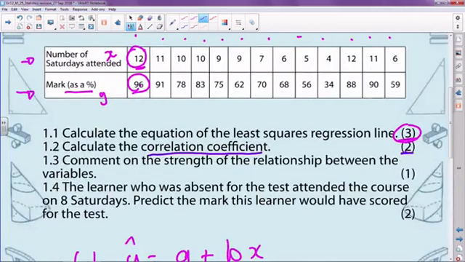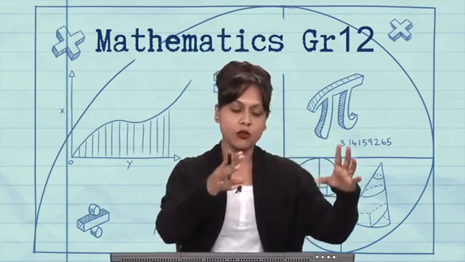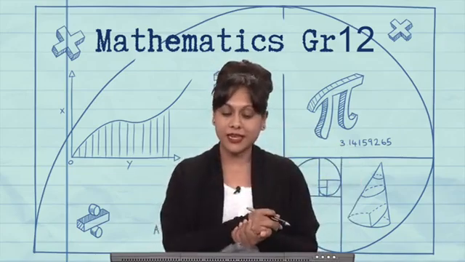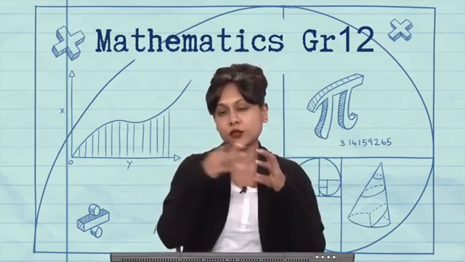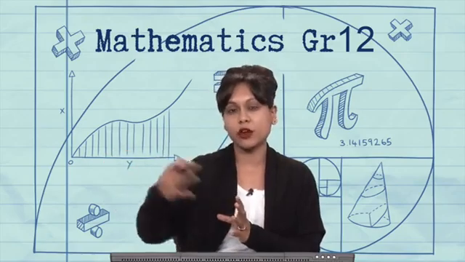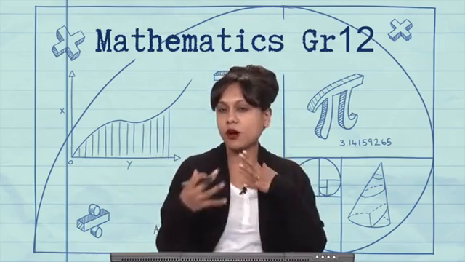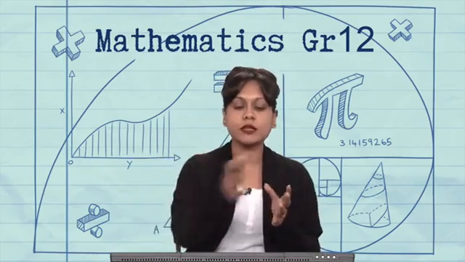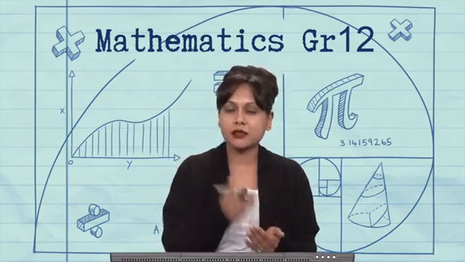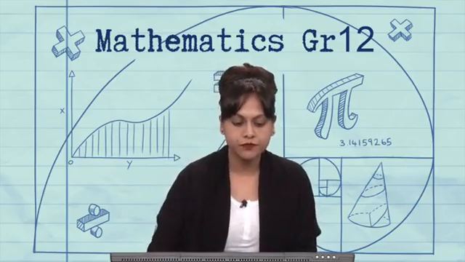They haven't asked us any question on that yet. However, the next one says, comment on the strength of the relationship between the variables. Now remember, the variables you're examining here are the number of Saturdays attended for this geometry course and the mark that the learners get, okay? And we saw that the correlation between those two is a high positive, close to 1 number. It's 0,92. So therefore, to comment on the strength of the relationship, there's a strong positive relationship between the number of Saturdays attended and the mark obtained.